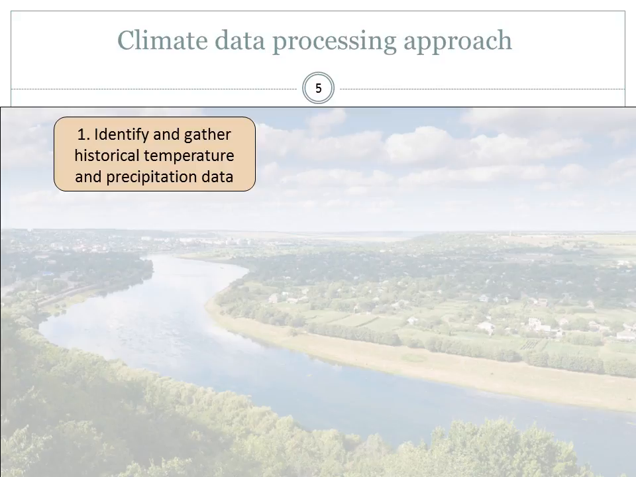Now, when we think about a climate data processing approach, we begin by identifying and gathering historical temperature and precipitation data. This is the first step. And in this particular analysis, because we needed a daily gridded climate data set, we used data from the Princeton Land Surface Hydrology Modeling Group, which is available daily at a half-degree resolution for the entire globe. So this was our daily data set that we employed. And that historical data set is available from 1948 to 2008 in the case of this particular data set.